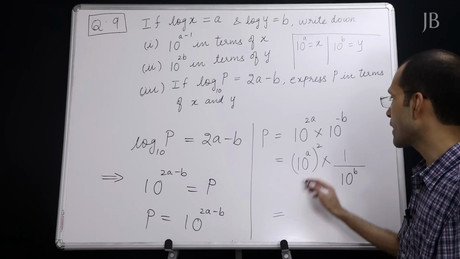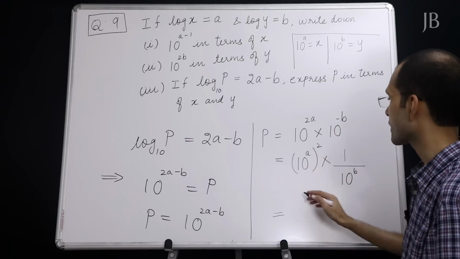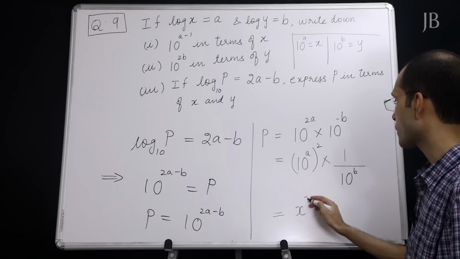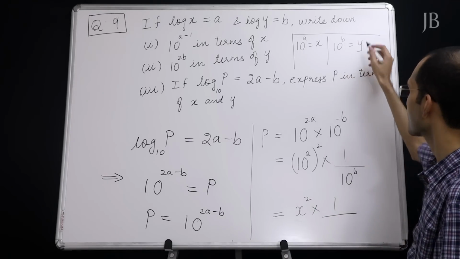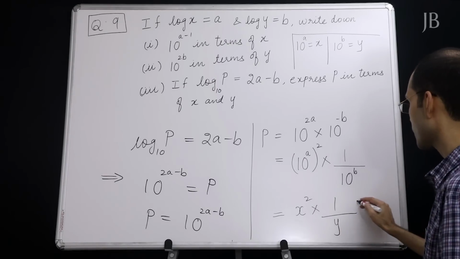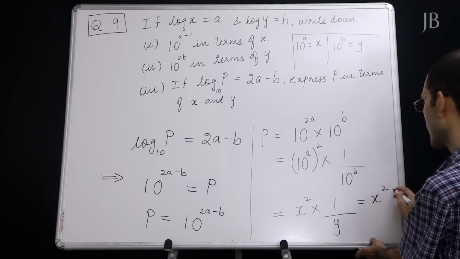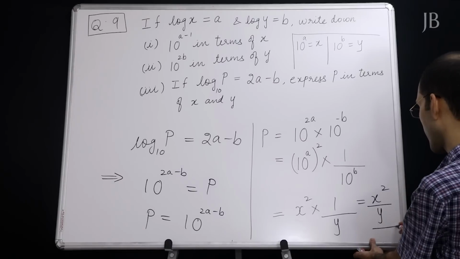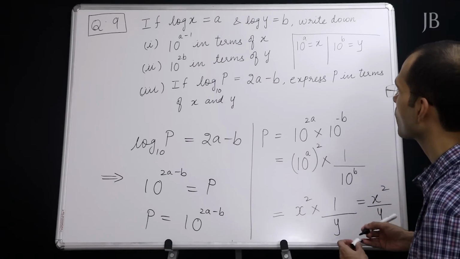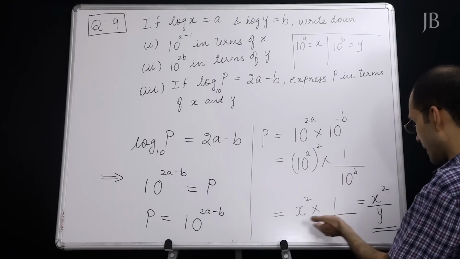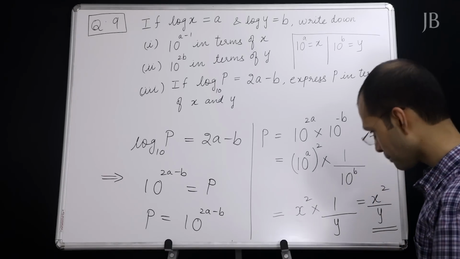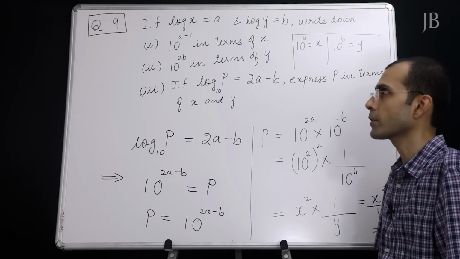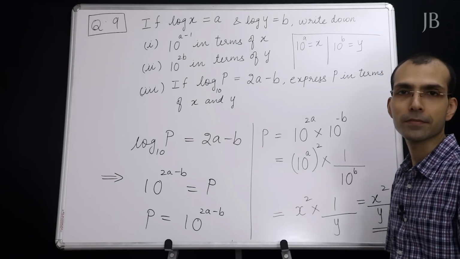Now 10 raised to a is how much? x. So this will be x square. 1 upon 10 raised to b. So 10 raised to b is y. So this nicely results in x square upon y. So we have now expressed p in terms of x and y. So this was a good question, and this completes your question 9.